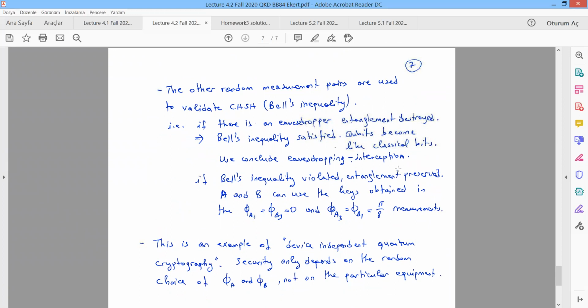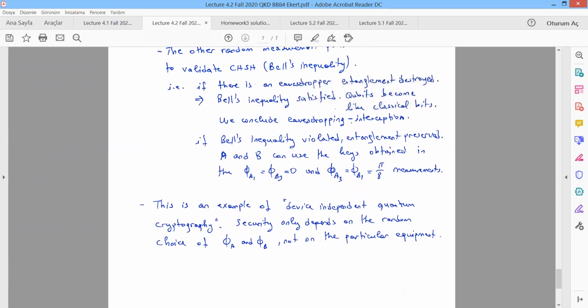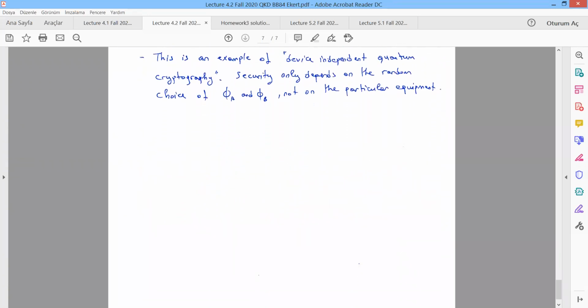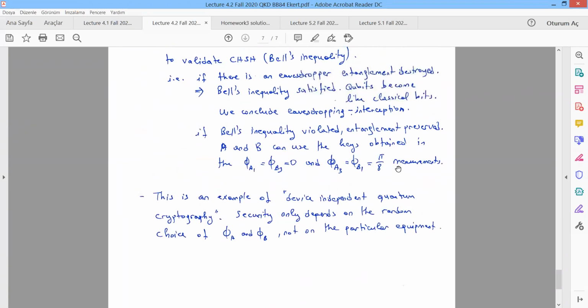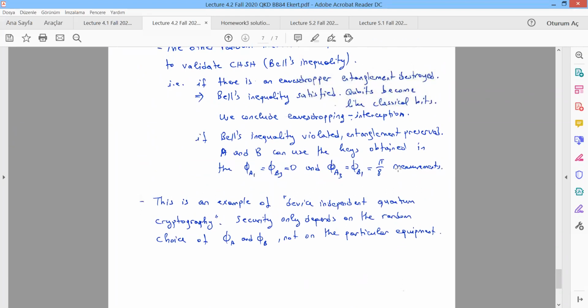Okay. So we could do the analysis. I have done the analysis of this protocol in the class last semester. I could also do the analysis, but I could also assign this as a homework. But this particular protocol is also an important key distribution protocol.